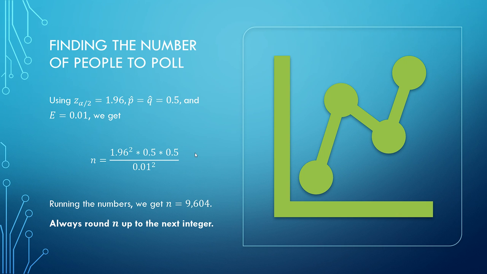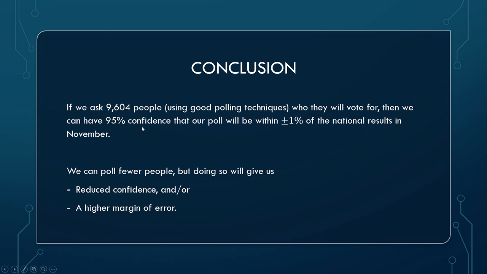But anyway, if I ask 9,604 people using good polling techniques, can't stress that enough. So I have to do random sampling. I have to do no voluntary polling. I don't just have this poll sitting out on the internet somewhere. I have to not ask leading questions, all that good stuff. If I do all of that to 9,604 people, then I can say that I am 95% confident that the results of that poll, whatever it is, right? I haven't done it yet, but whatever those results are going to be within 1 percentage point of the national result in November.